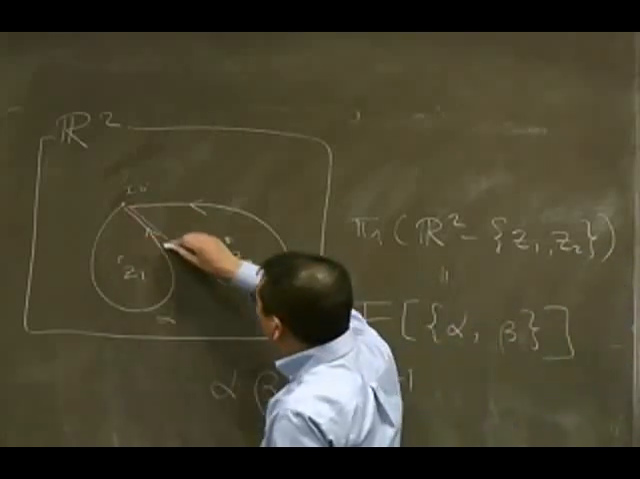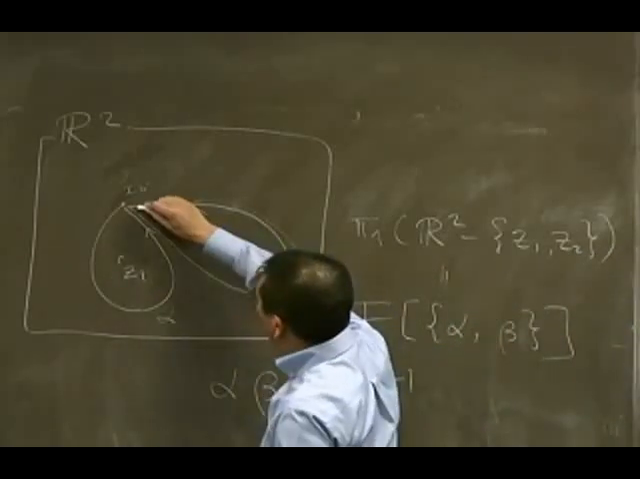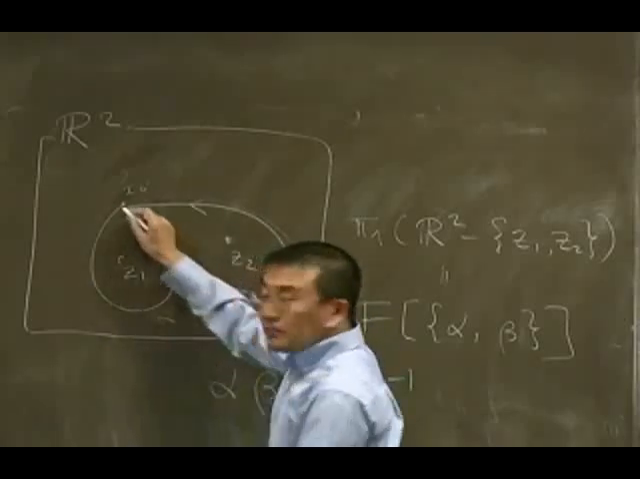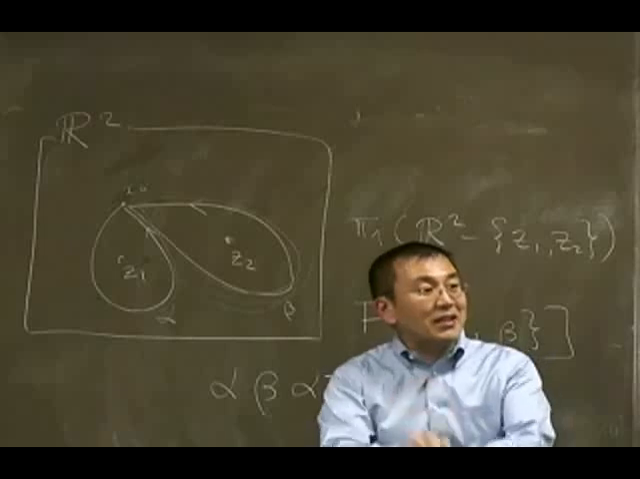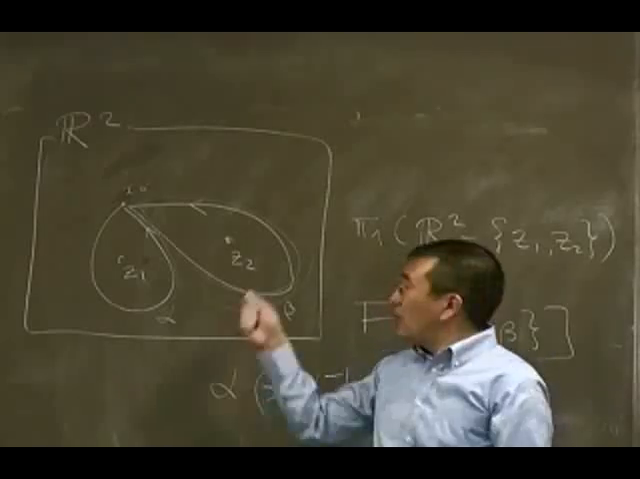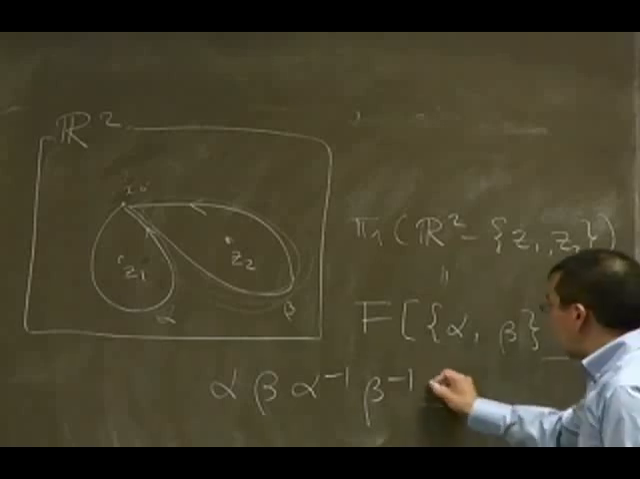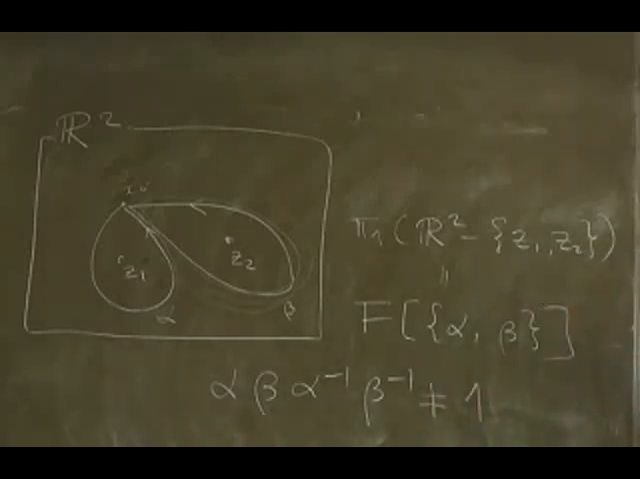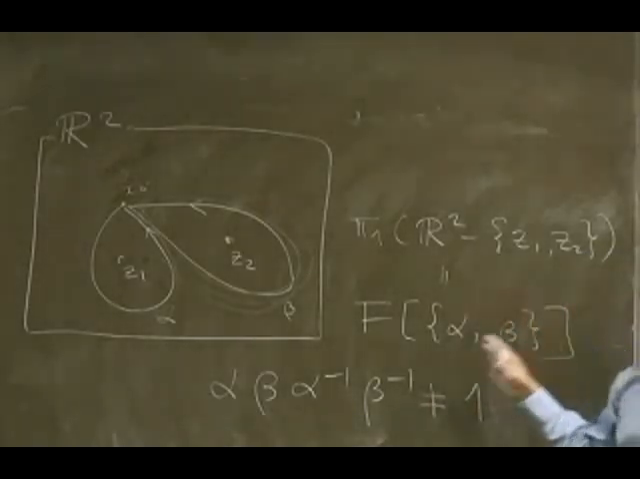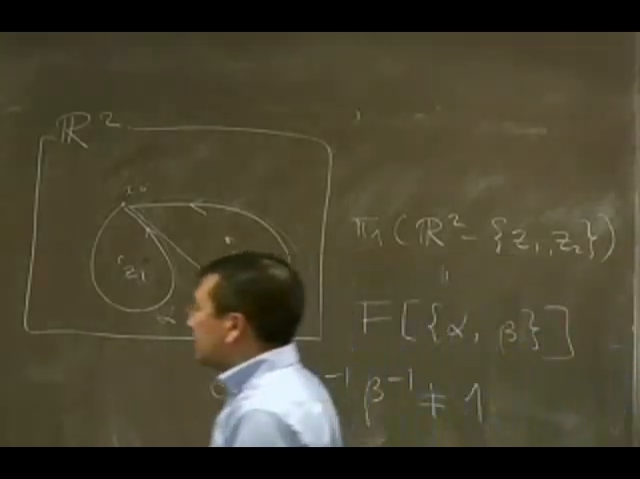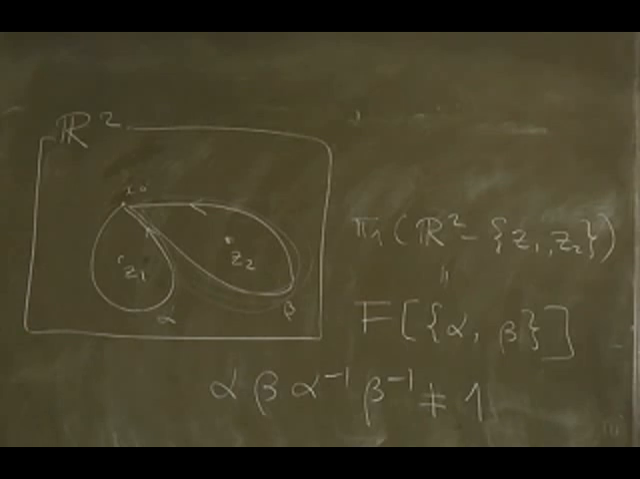You go around here, you go around here, and then you go around here backward, and you go around here backward. You can show that you cannot disentangle this loop without going through these points. So this is not an identity. And then, in fact, there are no relations between these loops. Okay, so I'm going to the left part of the blackboard.